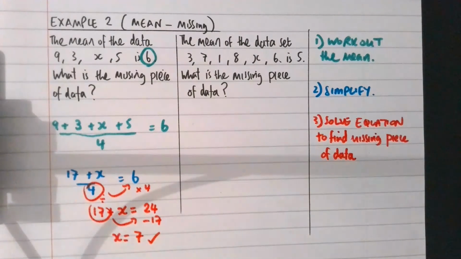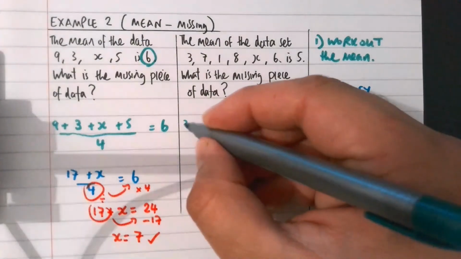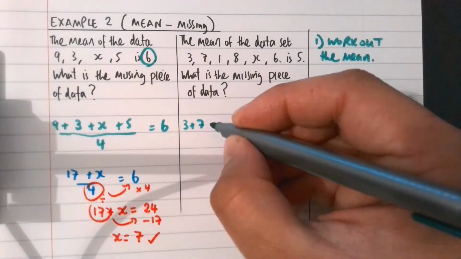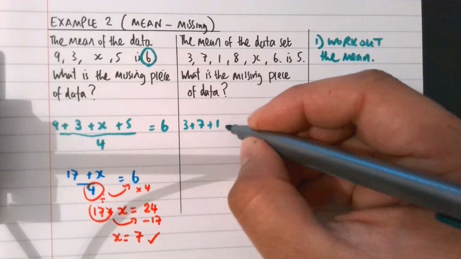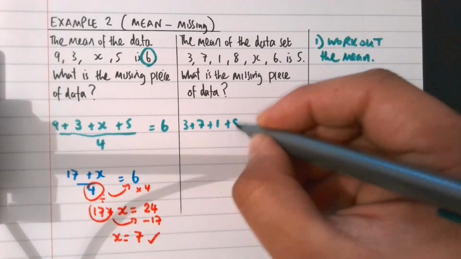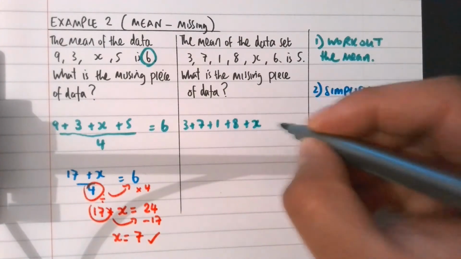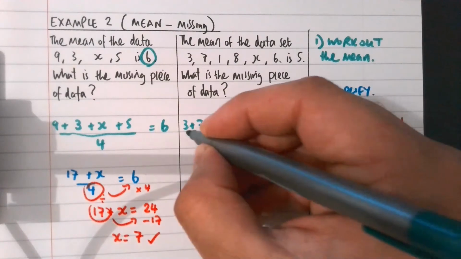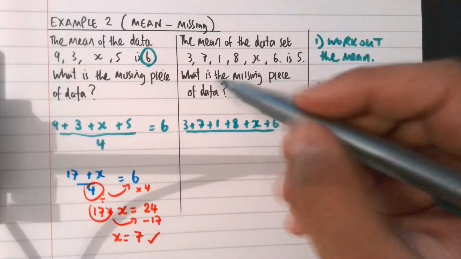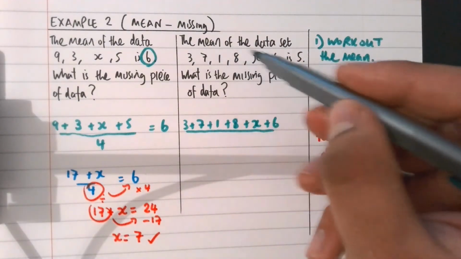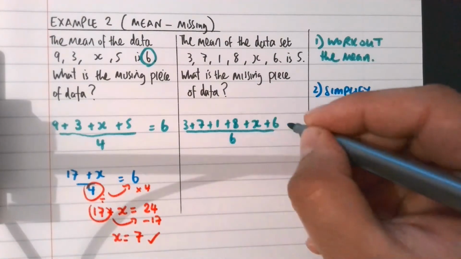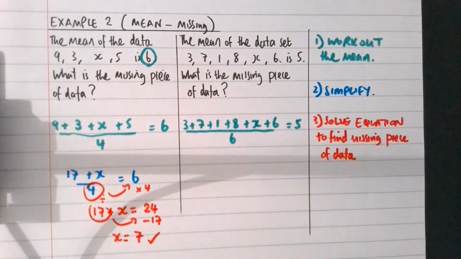For the second, it's the same thing. We're going to add the data together. So 3 plus 7 plus 1 plus 8 plus x plus 6. x is what we're looking for, and the mean of all of that is going to be 5. So there are 1, 2, 3, 4, 5, 6 pieces of data. So we divide our data by 6, and that should give us 5. But we're trying to look for that missing piece of data.